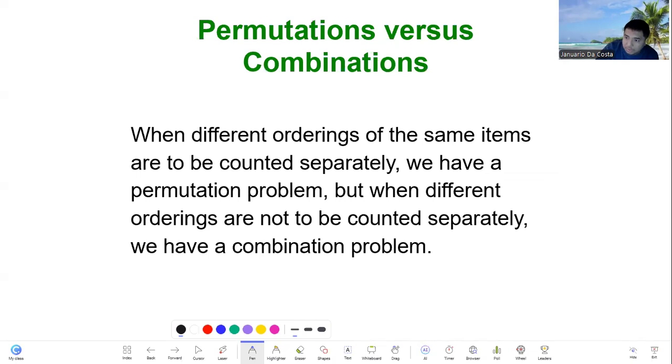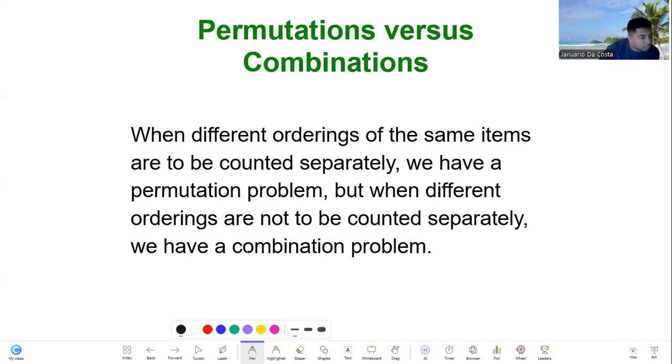Okay, Sidalia Suarez Viana, can you read this permutations versus combinations for us? Yes, sir. Permutations versus combinations. When different orderings of the same items are to be counted separately, we have a permutation problem. But when different orderings are not to be counted separately, we have a combination problem. Okay, thank you.